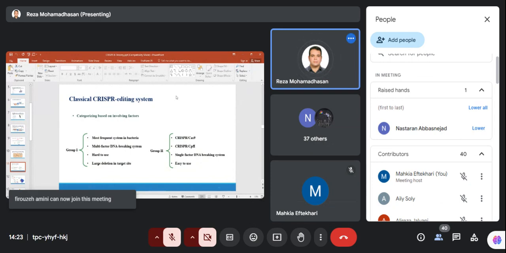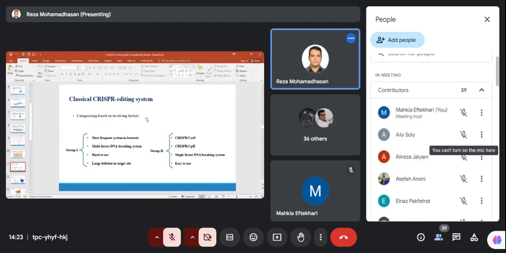There are two main groups in the CRISPR editing system that are categorized according to the involved factors. Group 1 is most frequent in bacteria, and is also a multi-factor DNA breaking system. It's hard to use and also makes large deletions in the target site.